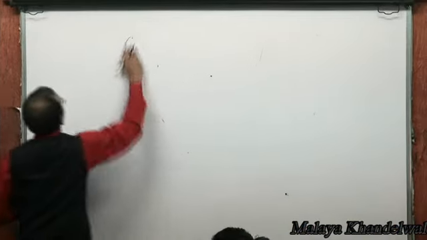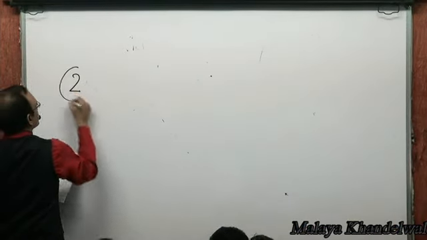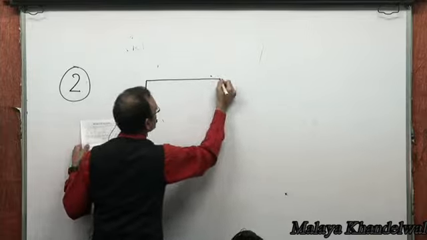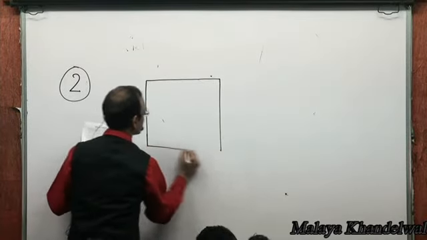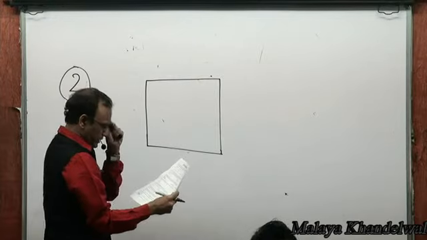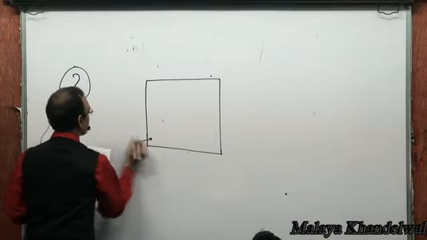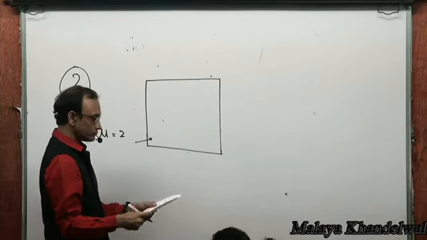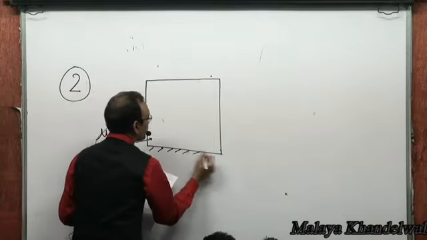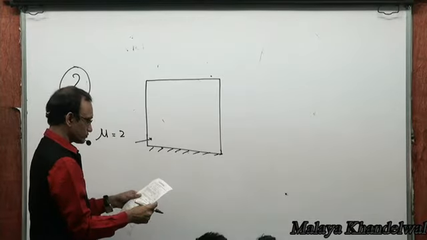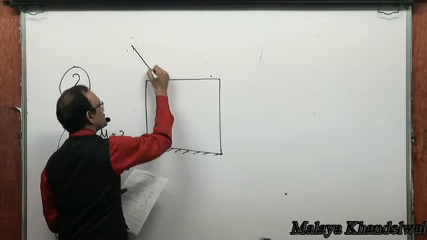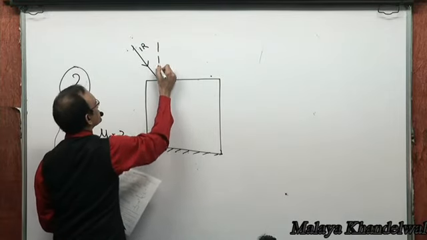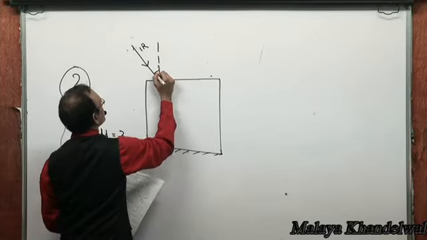The next problem is about a glass slab. This is a glass slab, and it's known to be made of material of refractive index 2. There is a reflector at the bottom. There is an incident ray like this, known to be incident at an angle of 45 degrees.